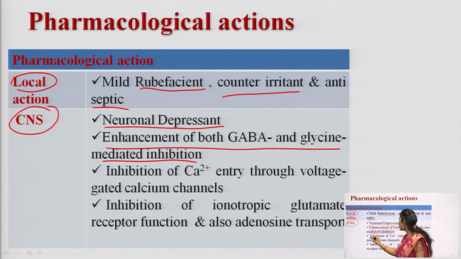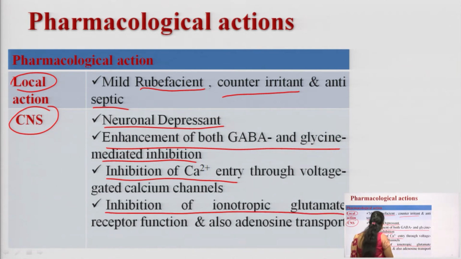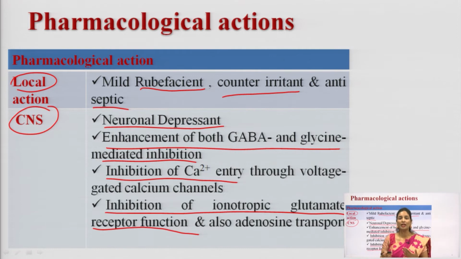And whenever you take alcohol, it will inhibit calcium entry through the channel, and if it inhibits calcium entry, there will be no opening of the calcium channel. This is also one of the actions you can see here. And next, inhibition of ionotropic glutamate receptor function. You know that glutamate is an excitatory neurotransmitter. So, alcohol has the capability to inhibit glutamate release, and it will inhibit the binding of glutamate to its receptor. These are the CNS effects.